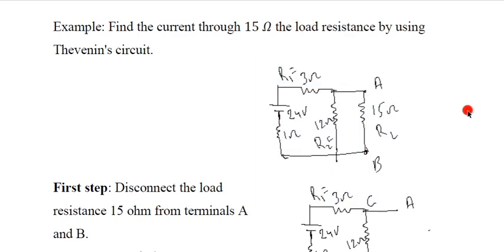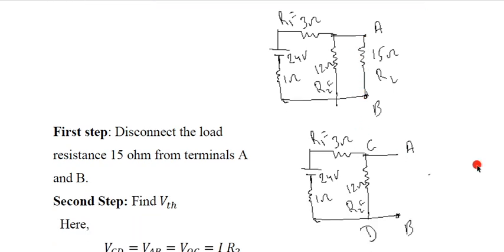First, as we discussed in the procedure, we need to remove the load resistor. Our very first step is that we have to remove the load resistor. It means that we have to remove this 15 ohm from here, and just keep the terminals A and B open. Like this. Here you can see clearly we have removed this 15 ohm resistor from here, and these A and B terminals are open terminals.